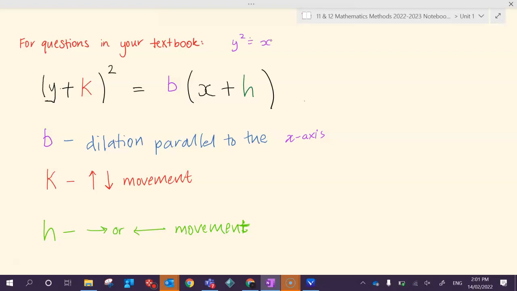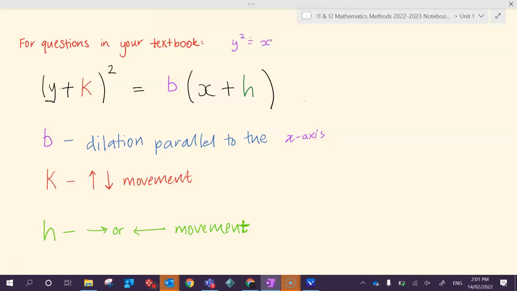You know when usually we just add a number at the end, it shifts it up, and take a number away at the end, it shifts it down? But when I do it just from the x, when I add it, it moves it to the left, and when I subtract it, it moves it to the right. When it's inside the brackets, it's going in the opposite direction. The same thing's happening with my k now. My k is inside the brackets with a y.